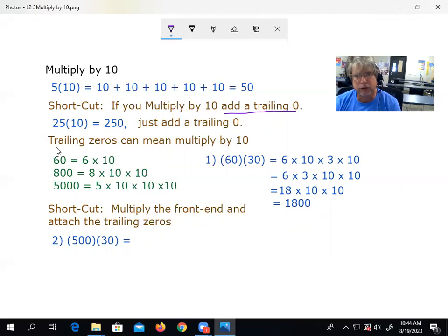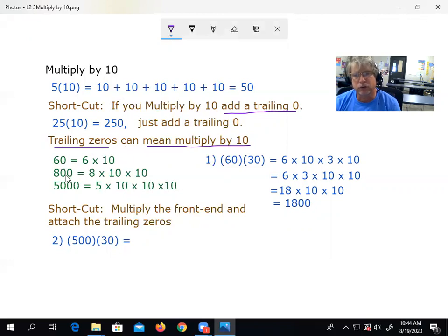Something else to bring out is trailing zeros. These zeros on the end can mean multiplying by 10. So when I see 60, that means 6 tens or 6 times 10. So these are equivalent. These are interchangeable. They mean the same thing.